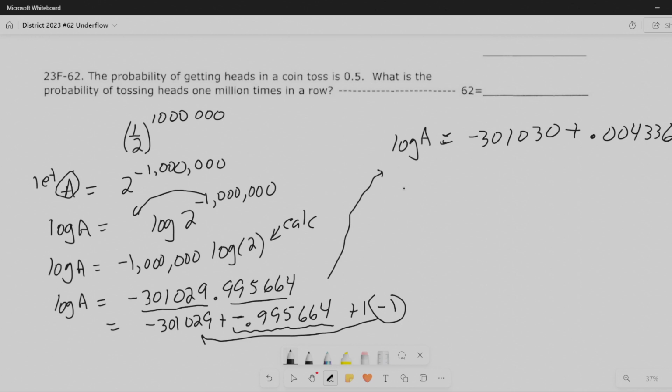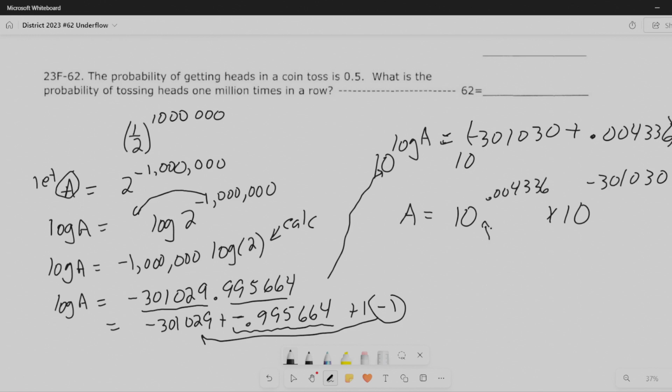that the calculator exam accepts. So I just exponentiate. I raise both sides to the 10. The common log and the exponent of 10 undo each other, so you get A, which is what you're searching for. And here, remember common base multiplication, you add the exponents? Well, we can separate it out. We can put 10 raised to the 0.004336 times 10 raised to negative 301,030.